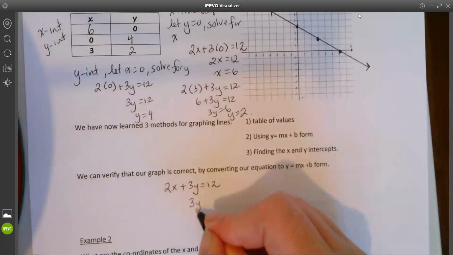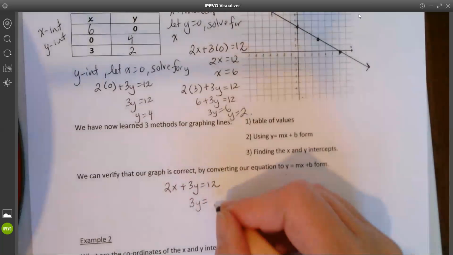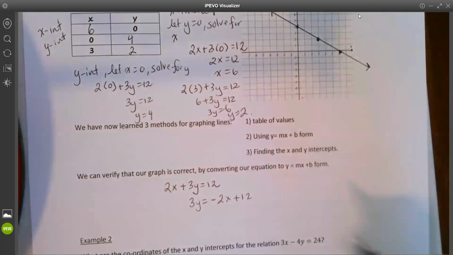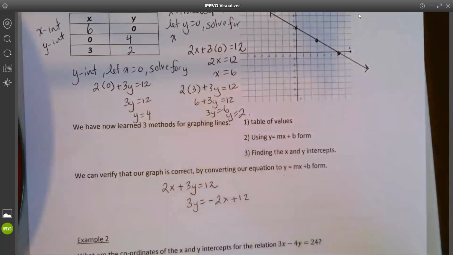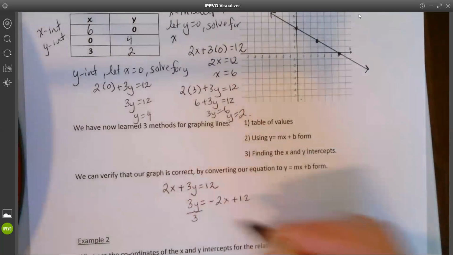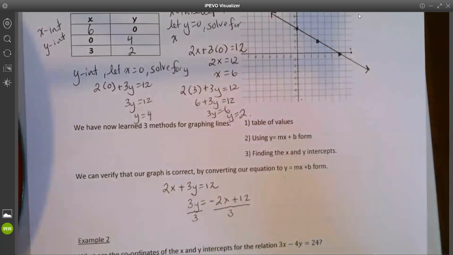So what we have to do is transpose the 2x to the opposite side, and when it moves across, it also changes signs. So what was a positive 2x on the left becomes a negative on the right. Now, we have one more step to go. Right now, the mathematical operation between the 3 and the y is multiplication. The opposite is to divide by 3. So I have to divide both sides of the equation so that I can isolate y.